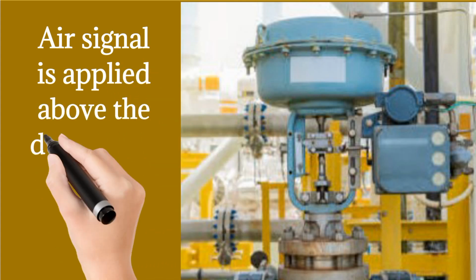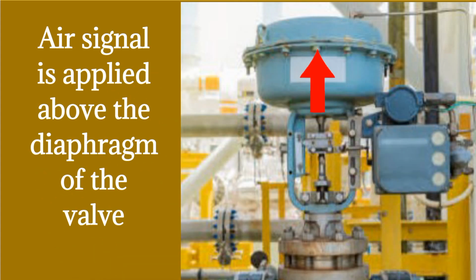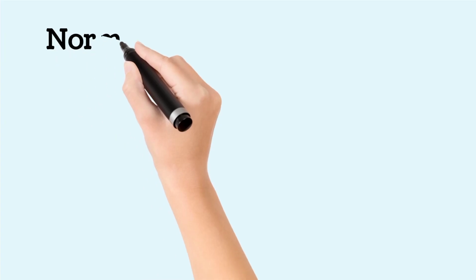It is air to close control valve since air signal is applied above the diaphragm of the valve. As you can see by the arrow, air signal is applied above the diaphragm. Without air signal, it remains in open condition, and when air signal is applied, it starts closing. So I think it is clear to you.